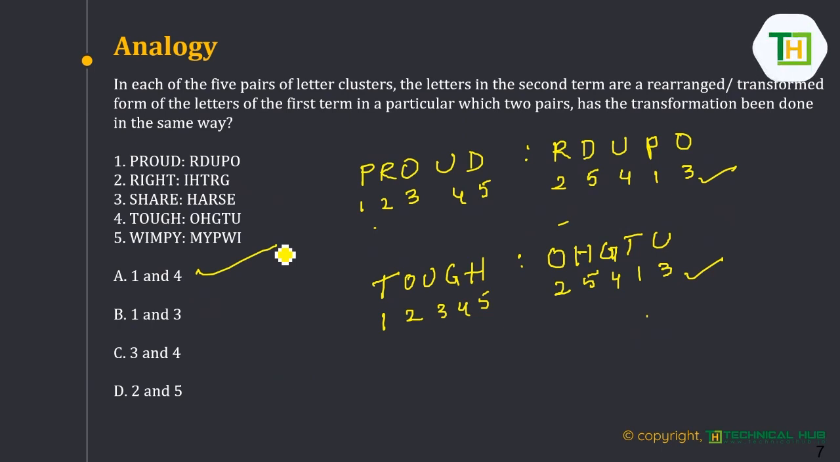Once option A fails, go for option B. If B fails, go for option C. If C fails, go for option D. But in this case, directly option A is the correct answer, meaning 1 and 4 follow the same logic. The letters are not changed, the positions are changed. So in both cases, the same logic is applied. So I can take option A as the correct answer. Okay. Understood everyone? Yes, 1 and 4 is the right answer.